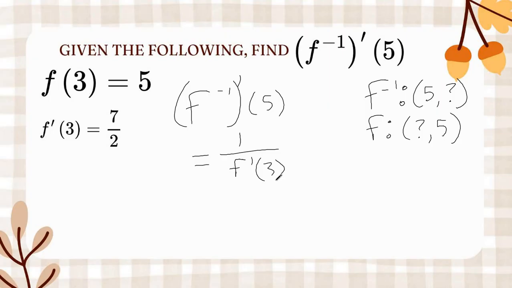Do they give us f prime at 3? Yeah. So we get 1 over 7 halves, which is also 2 sevenths. And that's our answer. Again, the biggest thing that we have to remember is that x values for our inverse are our y values for our original function. I'm going to say it a lot because that's usually the thing that people forget, and they just plug in the number instead.